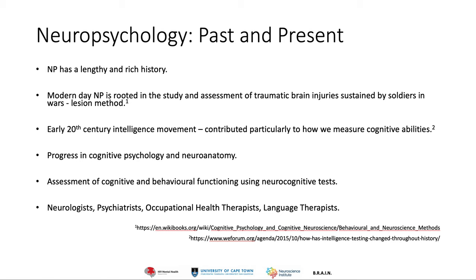For example, a patient with a lesion in the posterior parts of the left inferior frontal gyrus, also known as Broca's area, will have Broca's aphasia, a severe difficulty producing words.